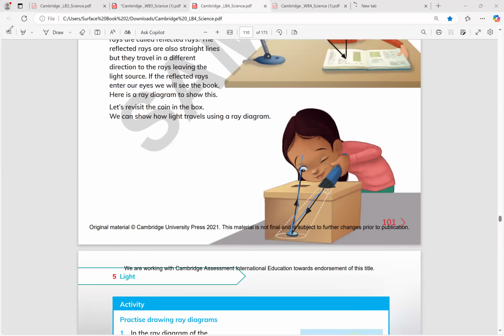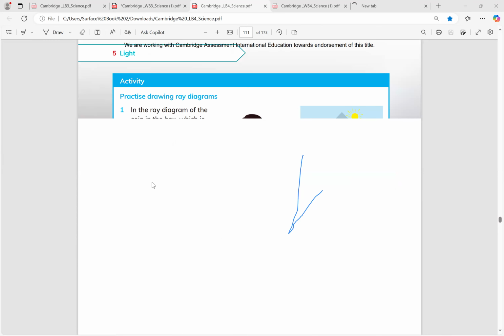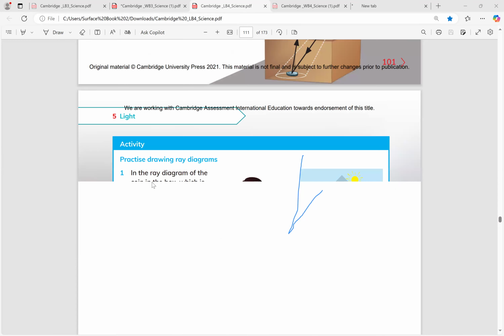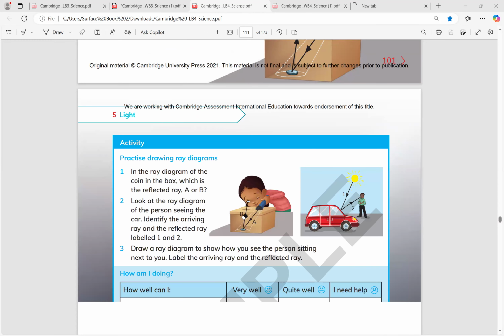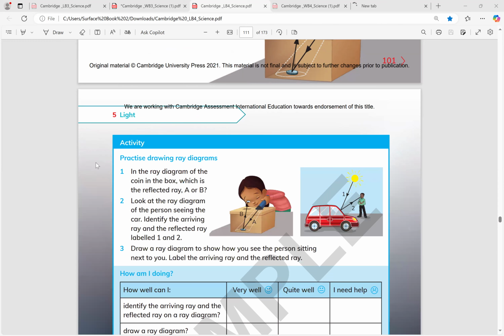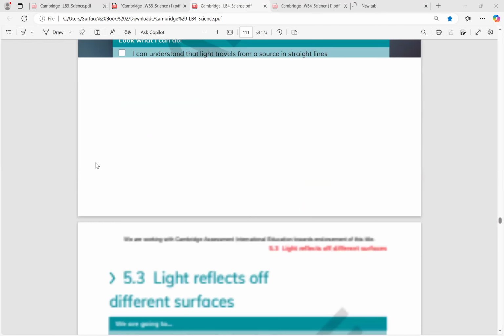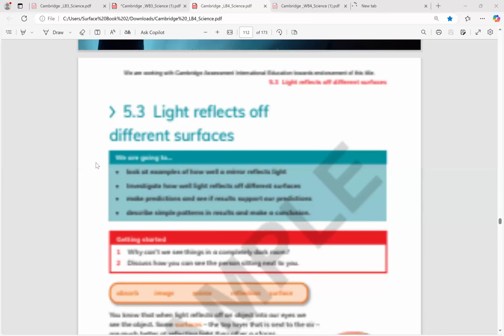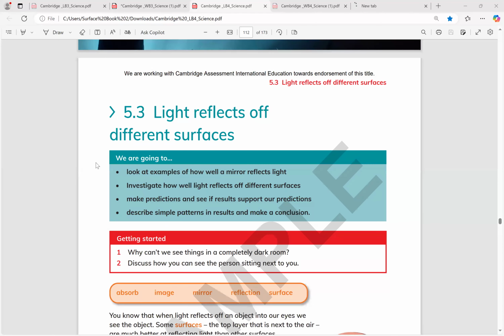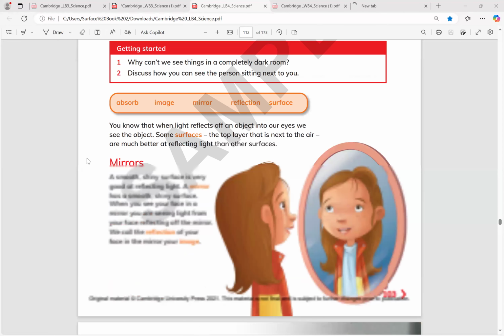So yeah, you guys have just got that correct. Now, we are not going to have time to draw ray diagrams because we don't have many people, but you guys could do it at home. You guys could do many of these experiments at home actually, because now light reflects off different surfaces. So, as you can see, let's talk about mirrors.